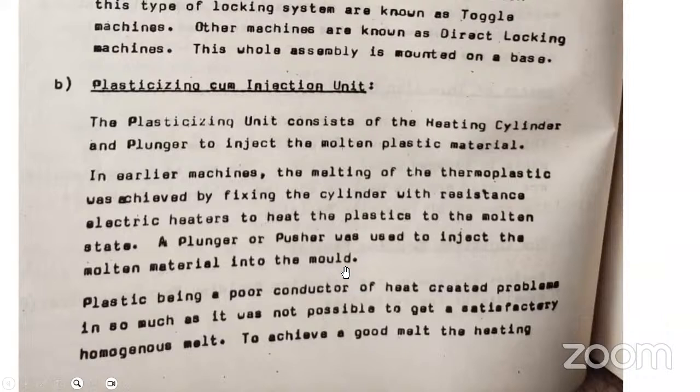What do we use the plunger for? We use it to inject the material. Plastic, being a poor conductor of heat, created problems in so much as it was not possible to get a satisfactory homogeneous melt. To achieve a good melt, the heating is required.